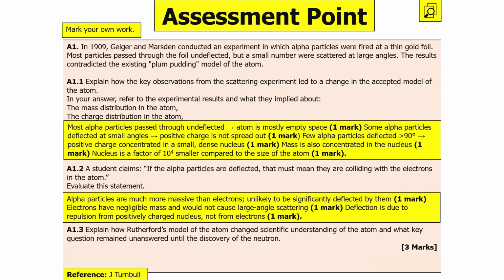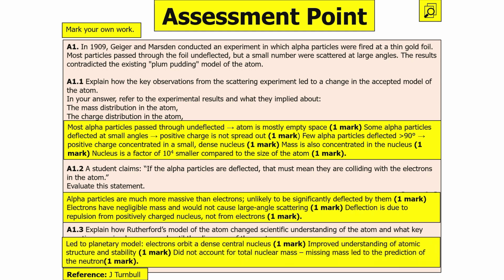Alpha particles are much more massive than electrons, so we're unlikely to be significantly deflected by them. Electrons have a negligible mass and would not cause large angle scattering. The deflection is due to the repulsion from the positively charged nuclei, not from the electrons. This led to the planetary model. The electrons are orbiting a dense central nucleus. The improved understanding of atomic structure and stability followed, and it didn't account for the total nuclear mass. The missing mass led to the prediction of the neutron.